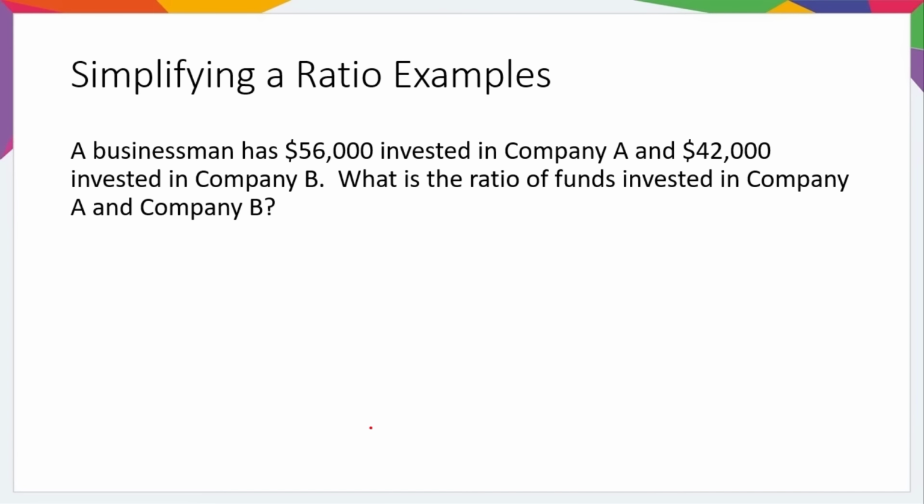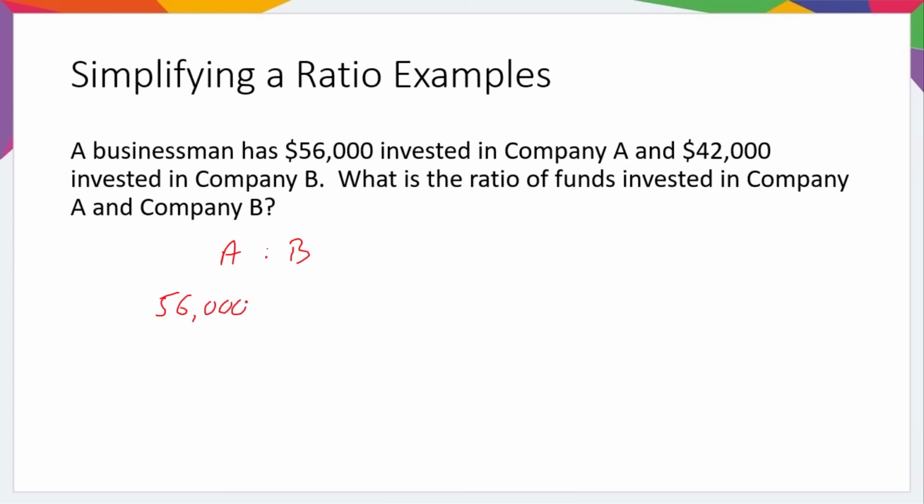Let's take a look now at an example. In this question, we've been told that a businessman has £56,000 invested in company A and £42,000 invested in company B. So we need to write this as a ratio. The ratio is going to be company A to company B, so the amount in company A will go on the left of the colon and B to the right. Now we can write this as a very simple ratio.